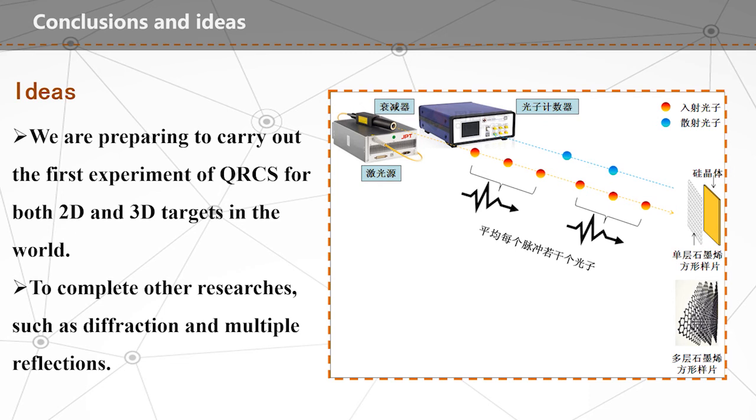In the last slide, I will share with you some of my personal ideas. First, we are preparing to carry out the first experiment of QRCS for both 2D and 3D targets in the world, because so far there's no such experiment in the world. Idea 2: to complete other research such as diffraction and multiple reflections in the calculation of the QRCS algorithm.